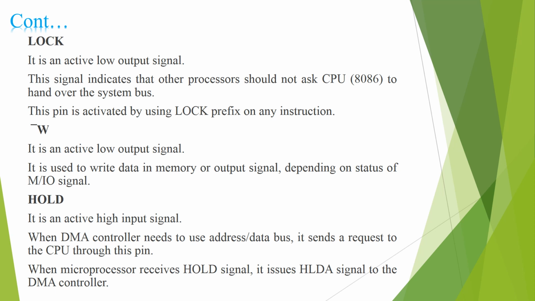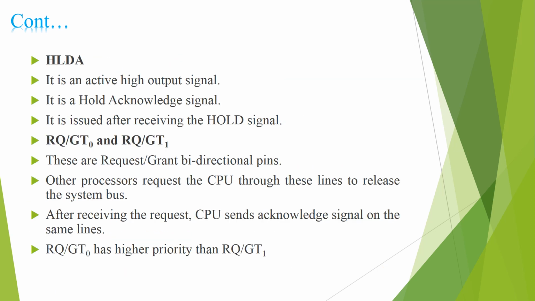After that, HOLD, it is an active high input signal. When the DMA controller needs to use the address or data bus, it sends a request to the CPU through the HOLD pin. When the microprocessor receives the hold signal, it issues the HLDA signal to the DMA controller. Hold and HLDA are related to each other. HLDA is an active high output signal. It is the hold acknowledge signal. It is used after receiving the hold signal.